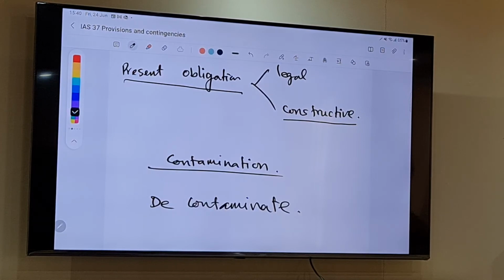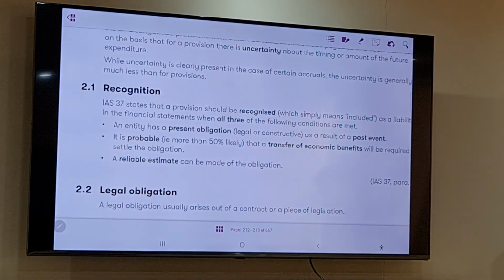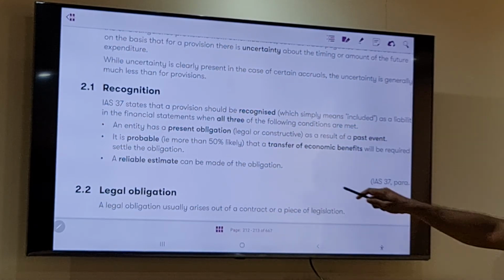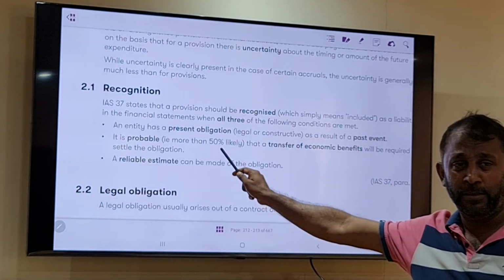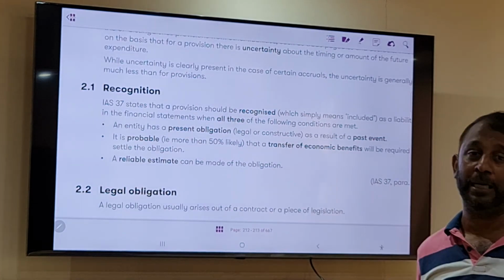So constructive means it's not necessarily written in a contract, but because of your actions, your implied terms, based on that also, you would have some obligation. So the present obligation could be legal or constructive. It is probable. So when you say probable, the chances must be more than 50% that a transfer of economic benefits will be required to settle the obligation.